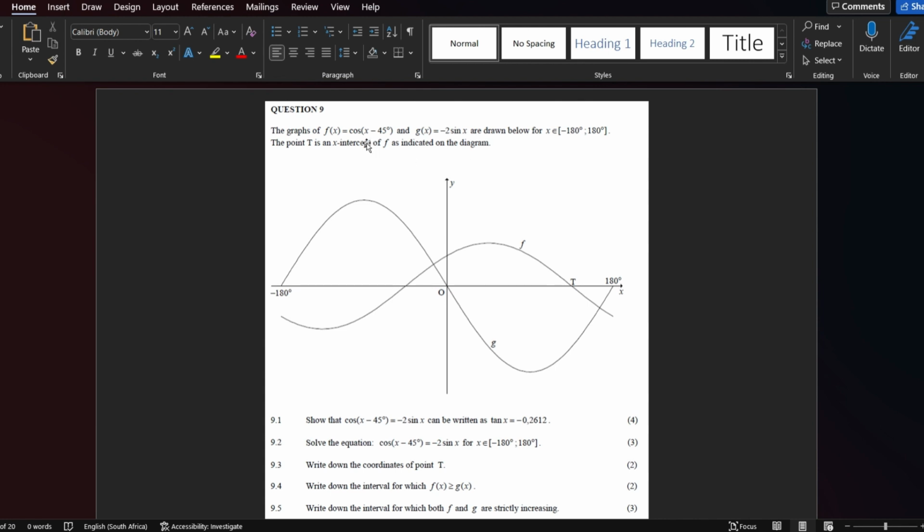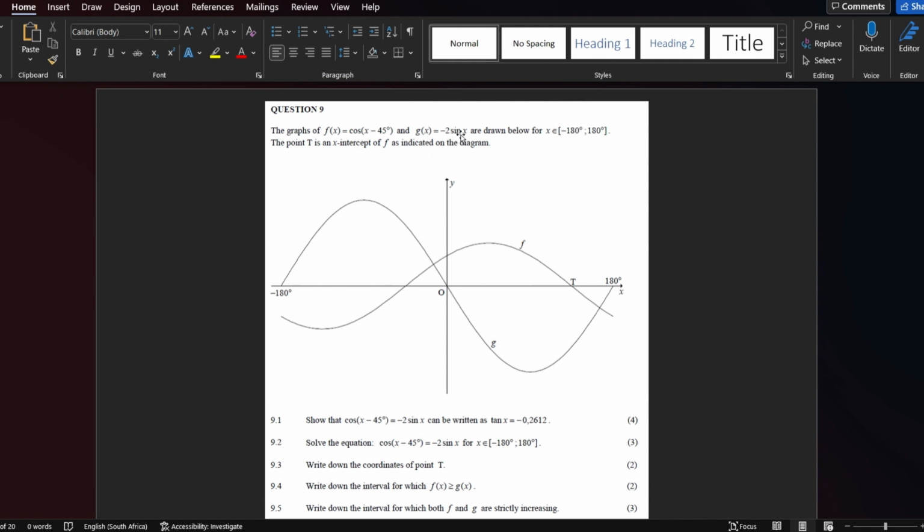So for the first one, we see that everything is the same except for the fact that there is a shift that has taken place. Namely, a right shift of 45 degrees. So it will be a normal cosine graph which has been shifted 45 degrees to the right. For a normal cosine graph, the turning point would be there, but this one is obviously shifted 45 degrees to the right.